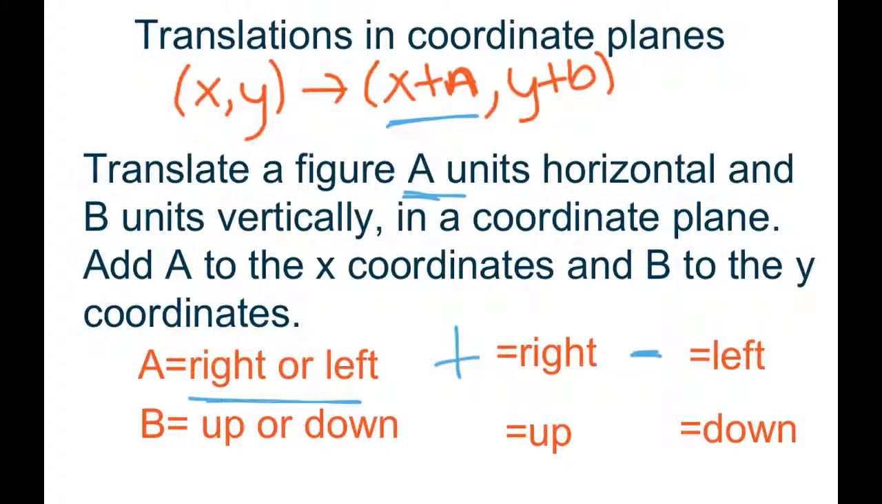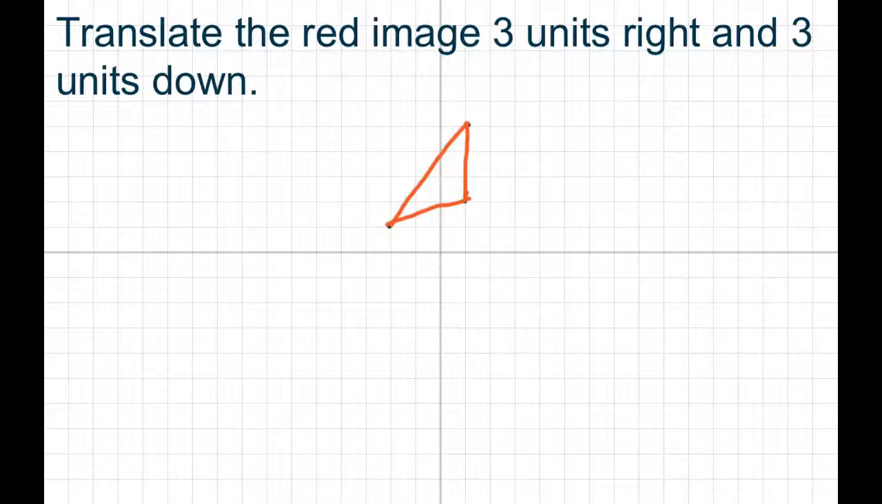Now, in order to shift something up, we must utilize the y coordinate. To move it up, we will add b, and to move it down, we will subtract b. Let's try and apply this information. Here we need to translate the red image 3 units to the right and 3 units up.